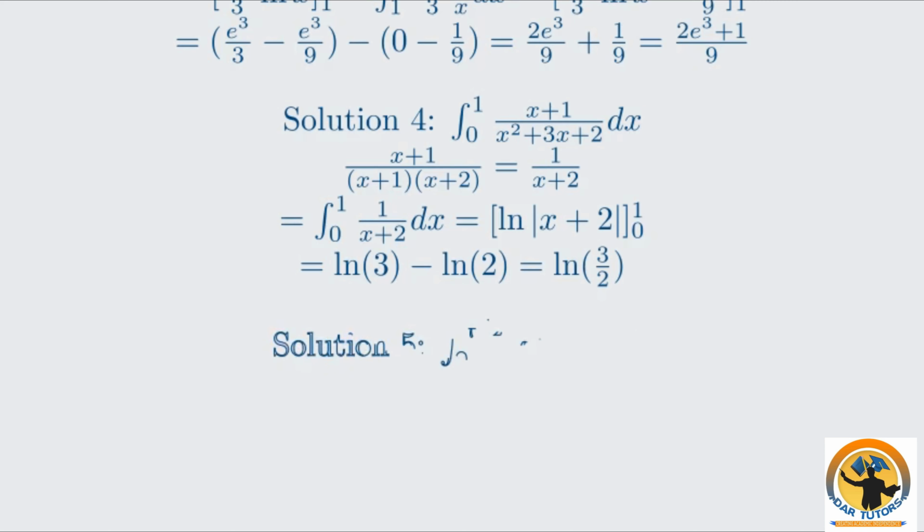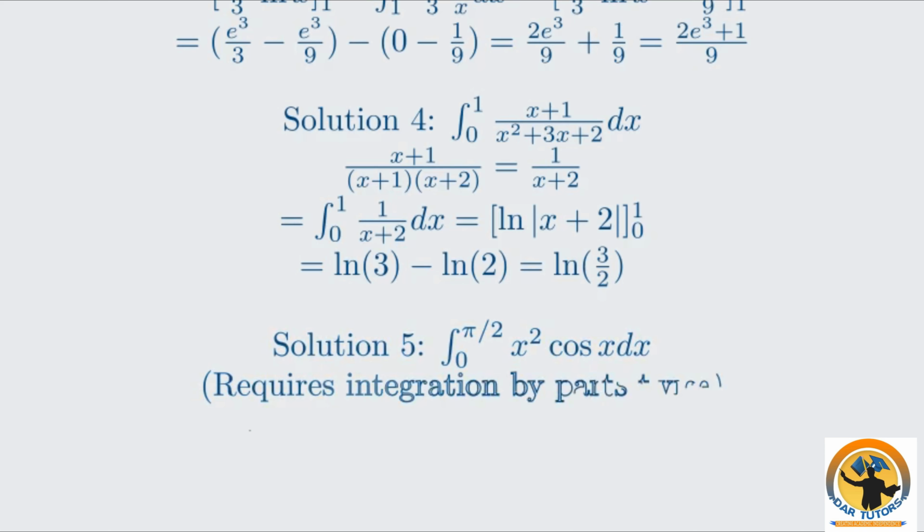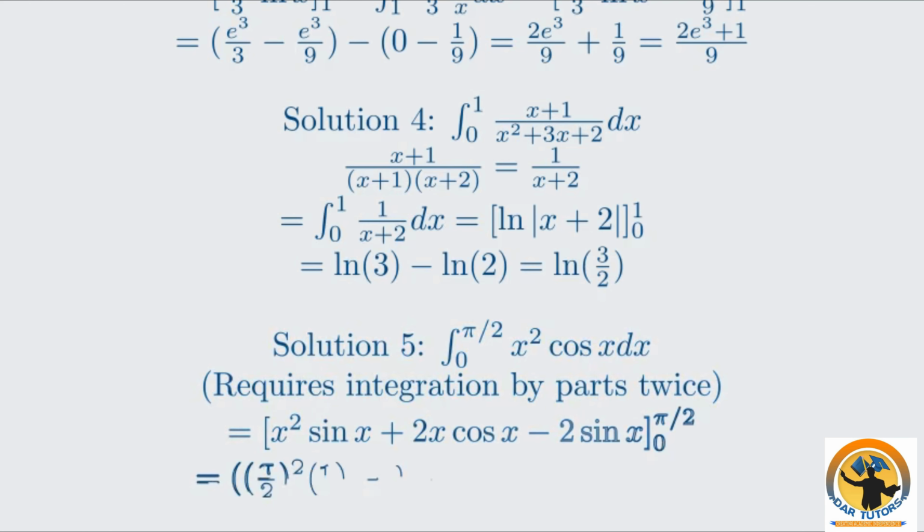For question 5, this requires integration by parts twice. The final result is pi squared over 4 minus 2. Well done if you got these correct. If not, review the relevant sections and try similar problems. Continued practice is key to success in calculus.